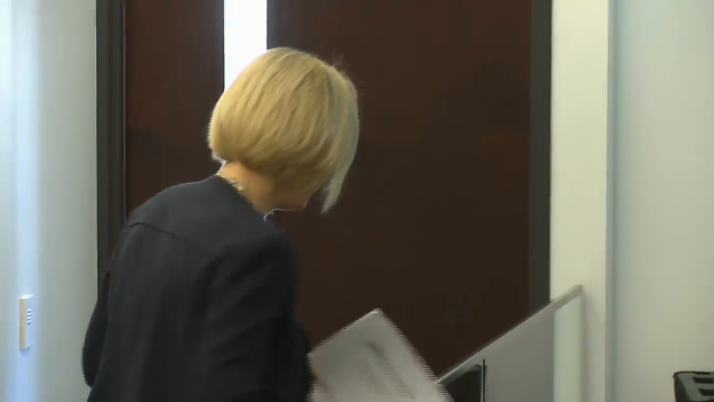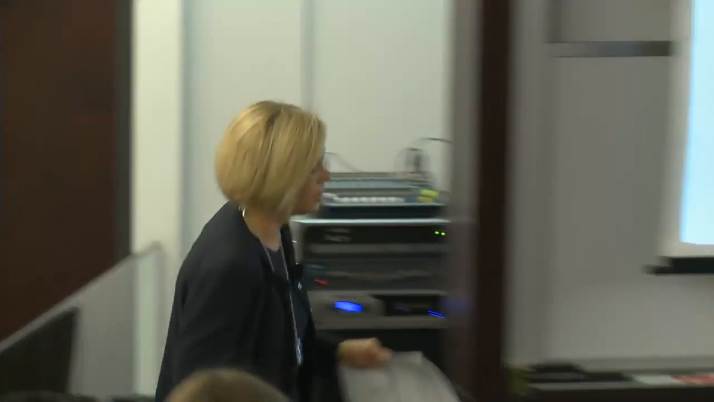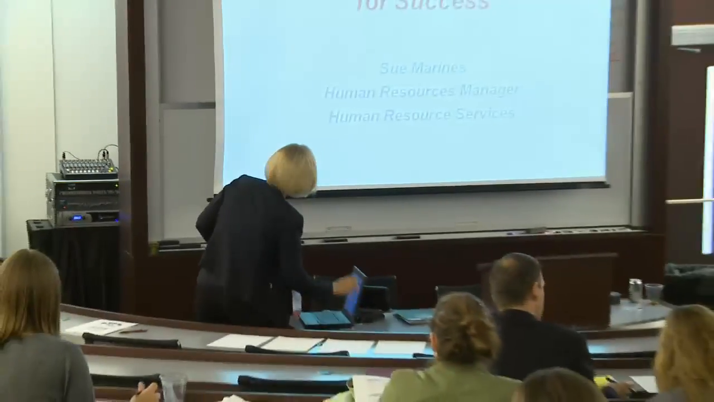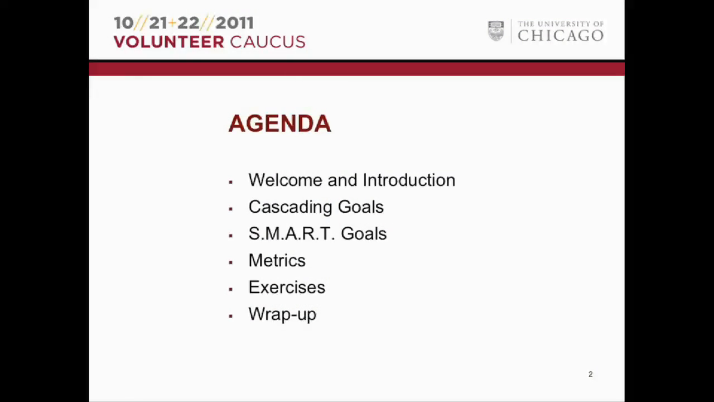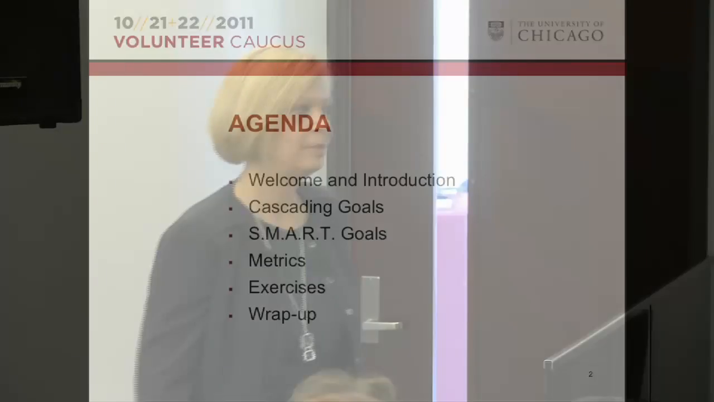Let me go ahead and get us started here, and we'll go through the agenda quickly. We're going through the welcoming and introductions now. We're going to talk about cascading goals. We're going to learn what that means. SMART goals. We're going to talk about metrics. Damon actually talked a little bit about metrics and measurement this morning as we were looking at the bar graphs for different things. And then we have a couple of exercises, and we're going to do some wrap up at the end.